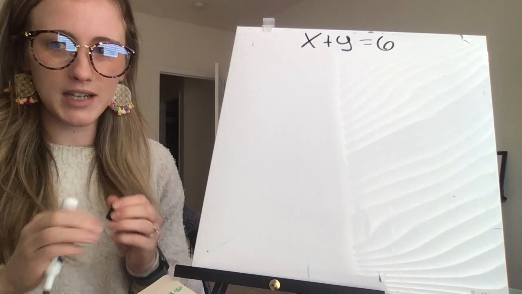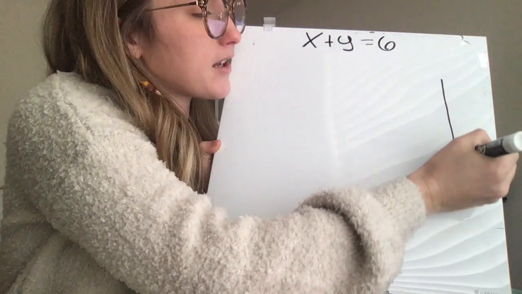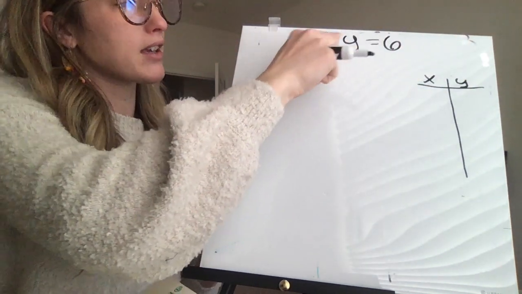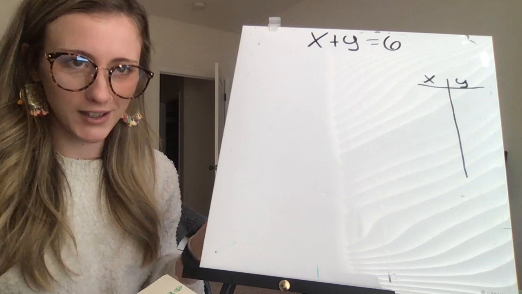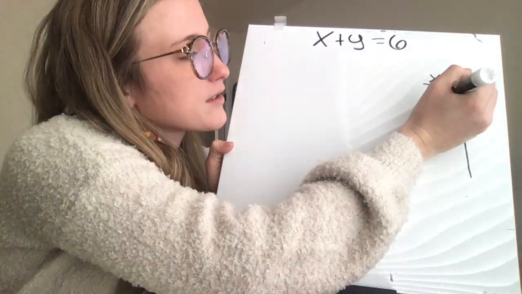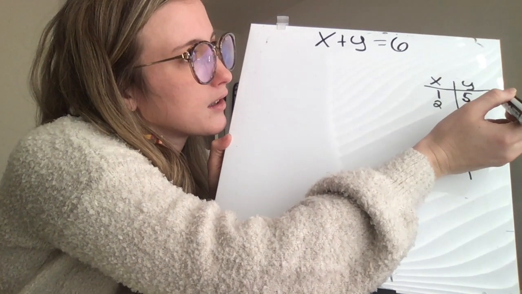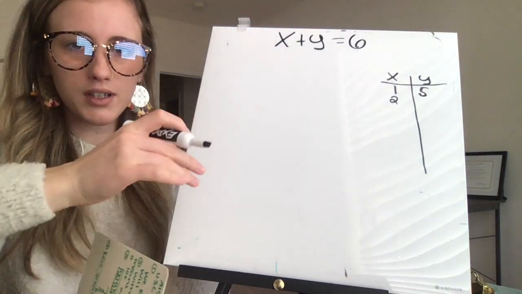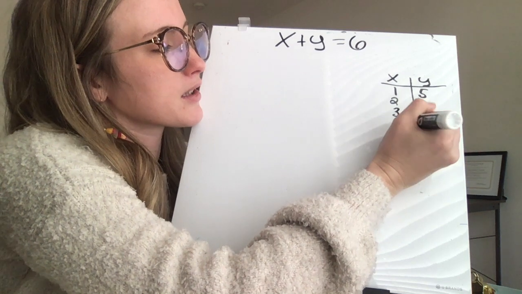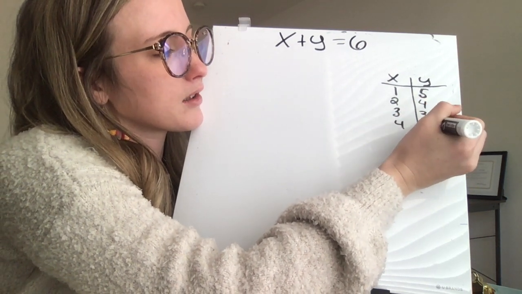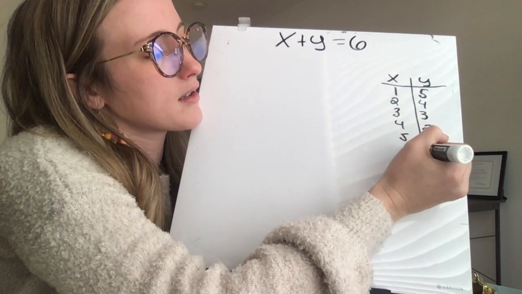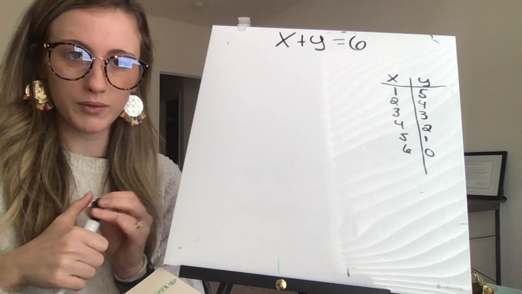Let's put this into a table. I'm making a table right here, with an x and a y. X plus y equals 6. It's as easy as it sounds. We know 1 plus 5 equals 6, 2 plus 4 equals 6, 3 plus 3 equals 6, 4 plus 2 equals 6, 5 plus 1 equals 6, and 6 plus 0 equals 6.